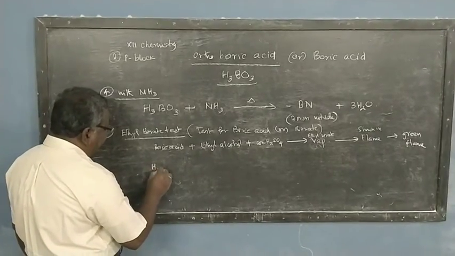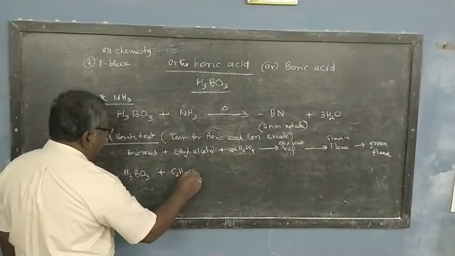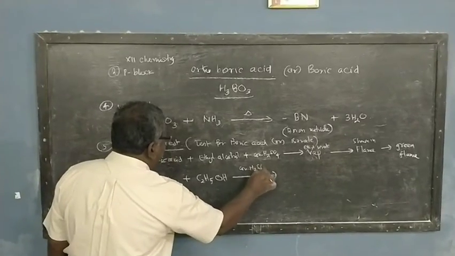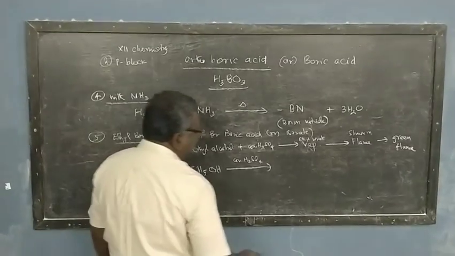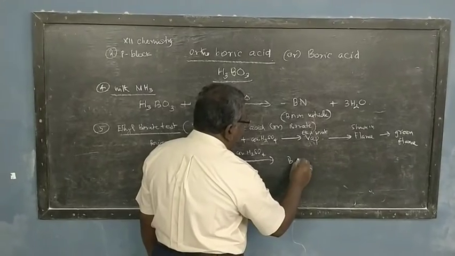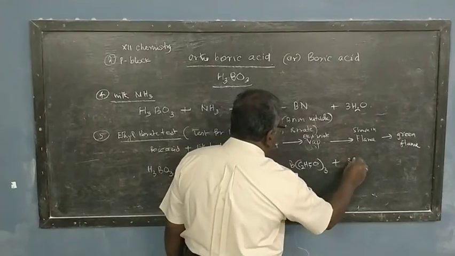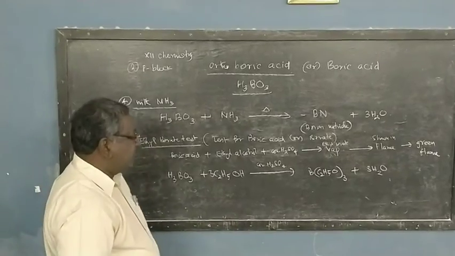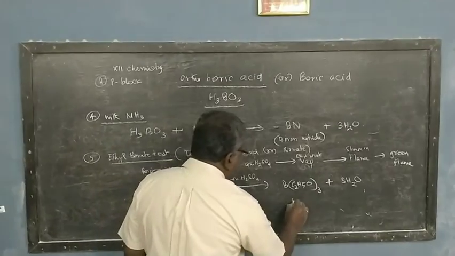So boric acid will react with ethyl alcohol in the presence of concentrated sulfuric acid. Now what happens? These 3 alcohol molecules will interact and it becomes boron with C2H5O 3 times, and 3 water molecules will be produced. Right? So this is called ethyl borate. And this is the one which burns in green color.